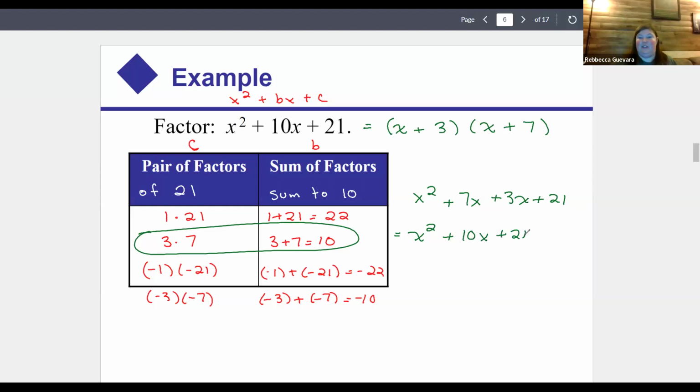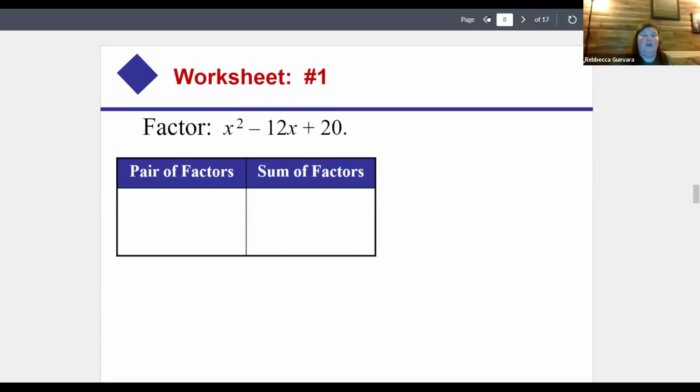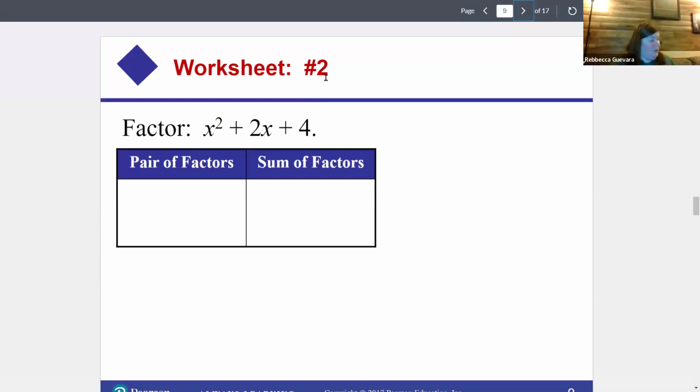So it looks like we did get the correct factors. So it's always good to check afterwards, do FOIL again to make sure that what we did was correct. All right, so on your worksheet, attempt to do number 1. So it's x squared minus 12x plus 20. And number 2, I have to correct one thing.